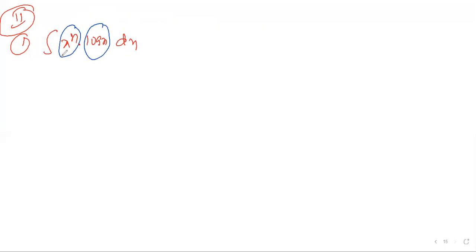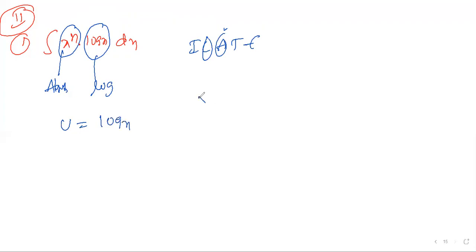This is an algebraic function, this is logarithmic. Out of this, which is the best one to start with? Let logarithm be u. Yes, sir. And v is the rest. You have to take it. u is equal to log x, only you can take log x. v is the rest of the portion, integration of x power n into dx.